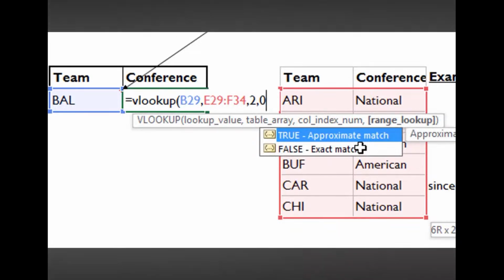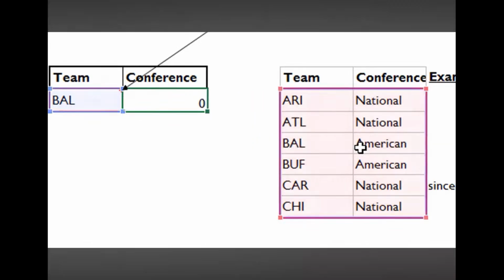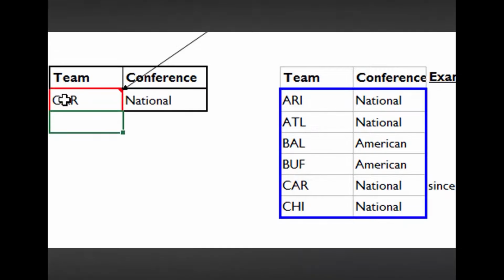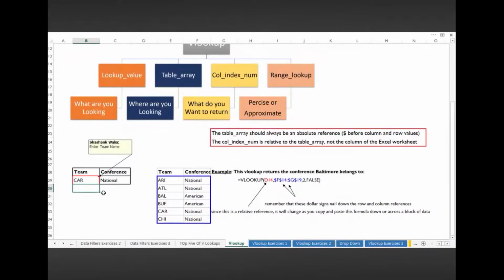0. 0 stands for precise value, that is false, bracket close, and you can see that ARI BAL is for American. Now we will change the team to CAR and press enter. You can see CAR belongs to National. So this way you can apply the VLOOKUP function in your daily activities while working with Excel worksheets.